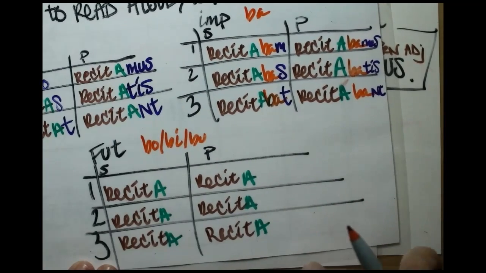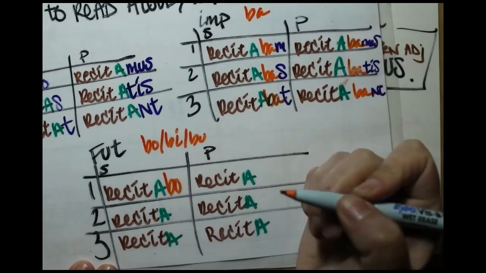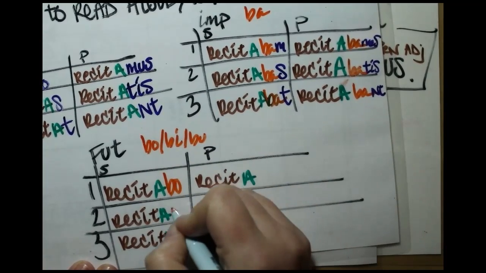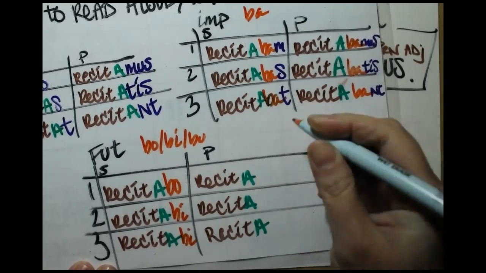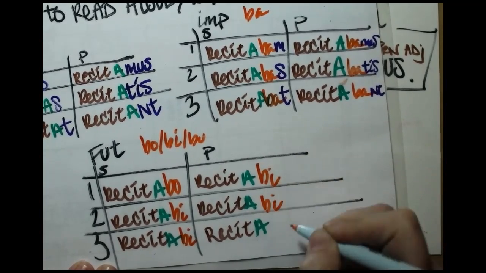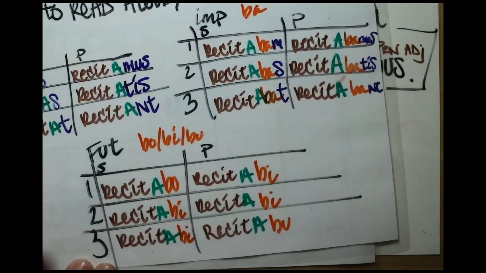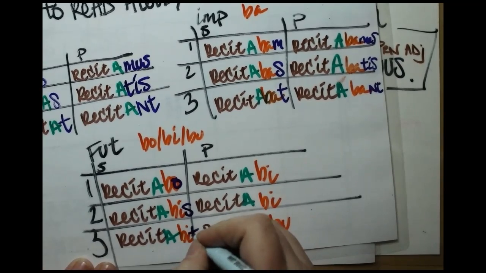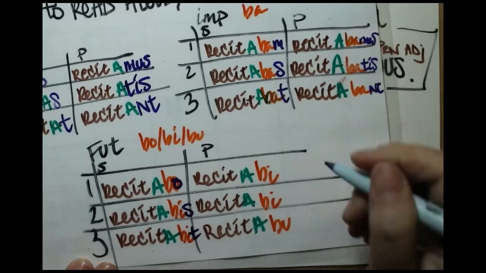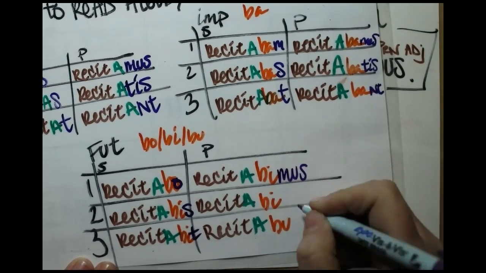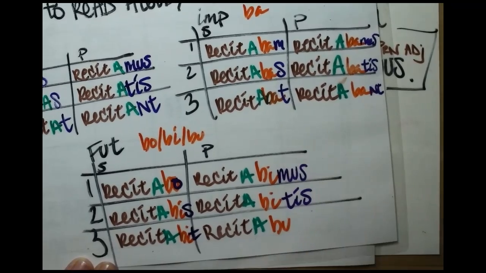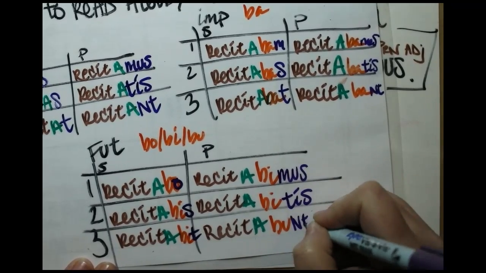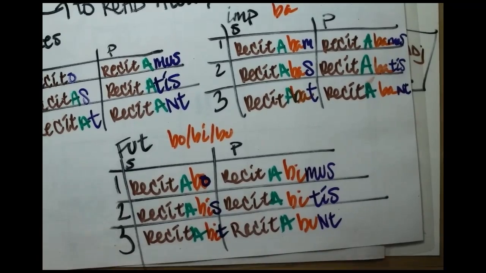In the future, BO is the first person singular, and the rest up to third person plural get a BI, third person plural gets BU, and then you get your personal endings. Okay, so recitabo, I will read aloud. Recitabis, you will read aloud. Recitabit, he will read aloud. Recitabimus, we will read aloud. Recitabitis, y'all will read aloud. Recitabunt, they will read aloud.